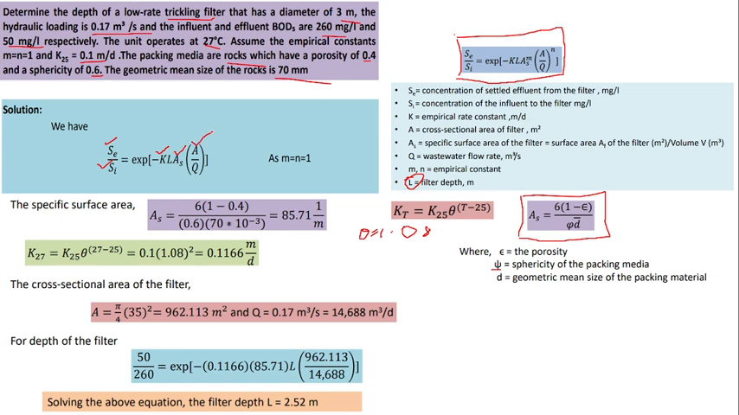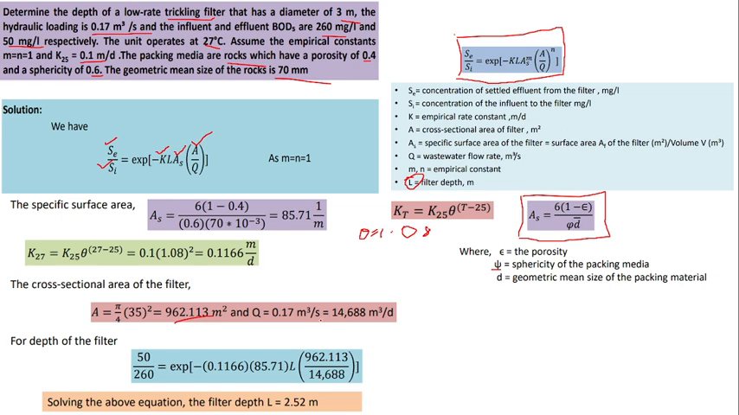So now the specific surface area is also obtained. We have to find the area. Cross-sectional area is given by pi by 4 times 35, the size of that filter, squared. If you solve this, you obtain the value of 962.113 meter square. And given the flow rate is 0.17 meter cube per second, everything is in days, right?